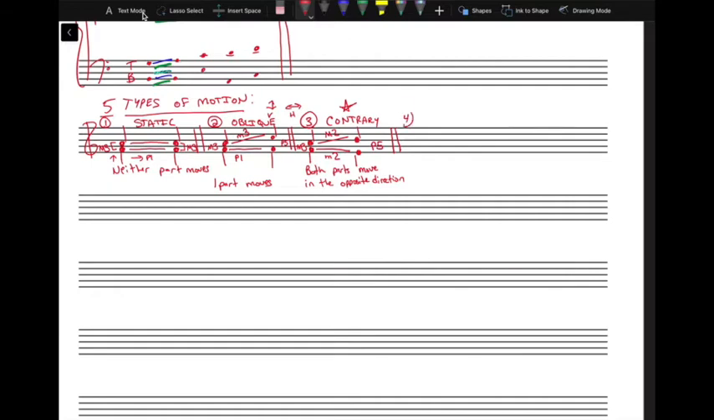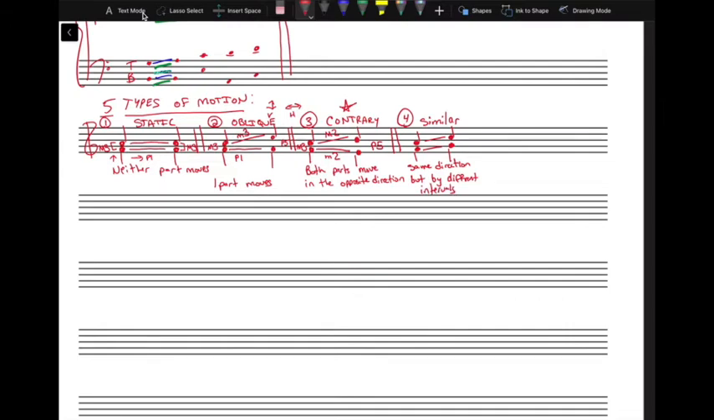Number 4. The fourth type of motion is called similar. With similar motion, both move in the same direction, but by different intervals. So if we're on F and A again, let's say the A moves up to a C, but the F moves up to a G. They both move in the same direction, but by different intervals.